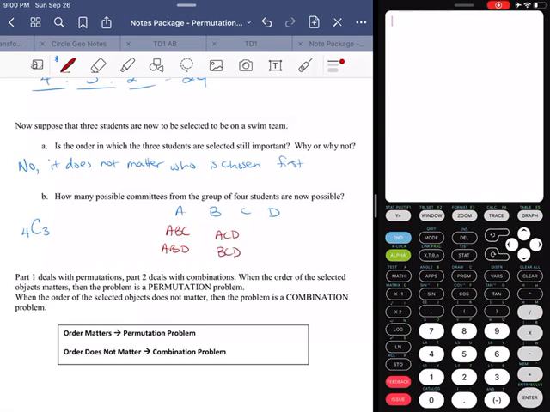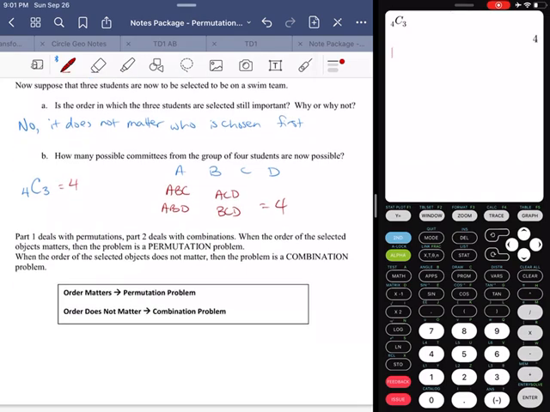Now in this scenario, C, D, B is the same. It's the same swim team. We're just writing the kids' names in a different order. So they're not distinct, they're not unique. So we're not going to double it up. There's only 4 ways to do that. On your calculators, if you go to math, you go to probability, and there it is, number 3, nCr. And we're doing 4, and we're choosing 3. So there's only 4 combinations.